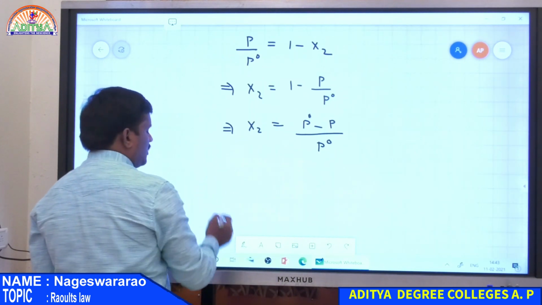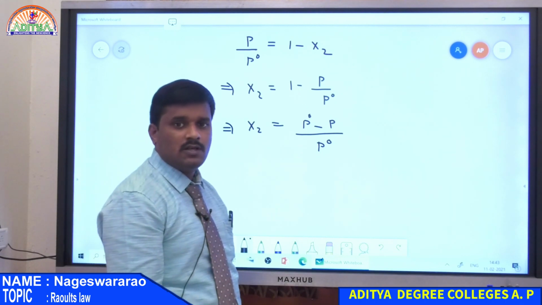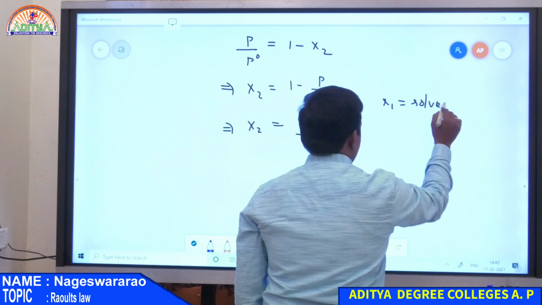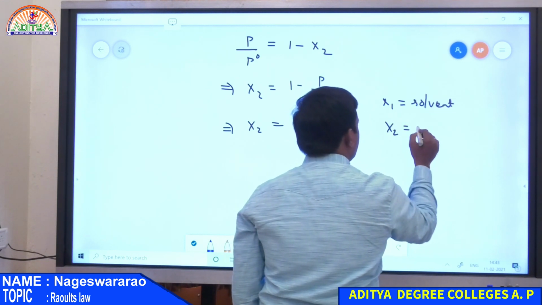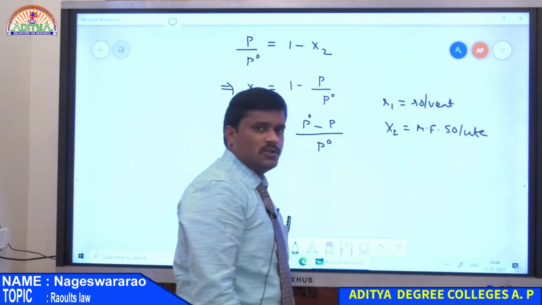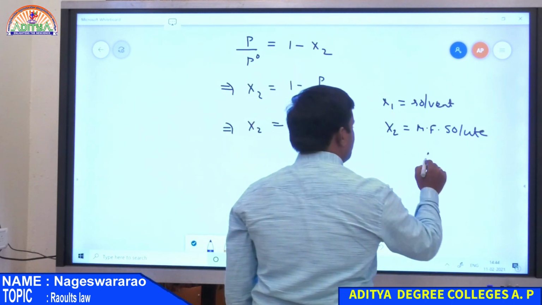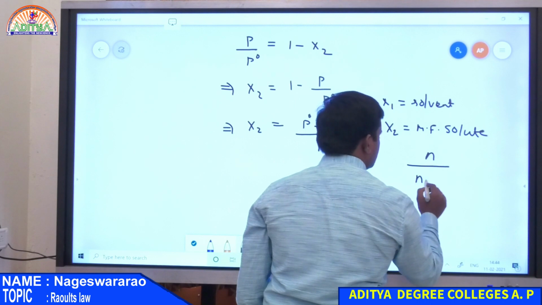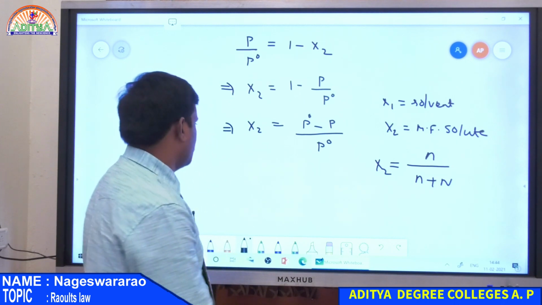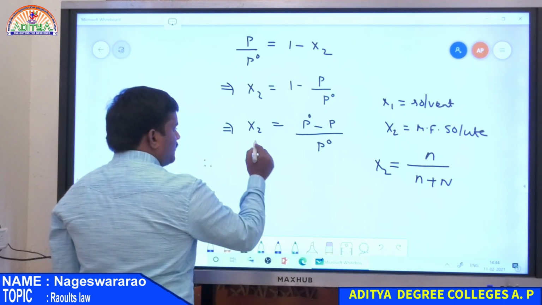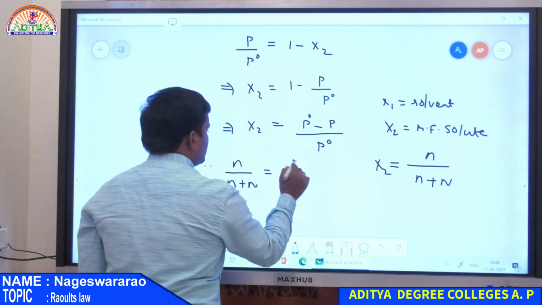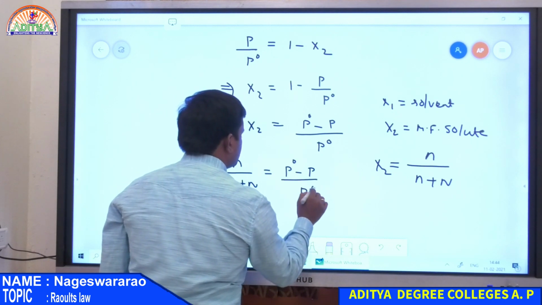What is x2? x2 is nothing but the mole fraction of the solute. x1 is the solvent mole fraction, and hence x2 is the mole fraction of solute. What is the mole fraction of solute? It has n moles of solute, and the total number of moles is n plus capital N. Therefore, in place of x2, n by (n plus capital N) is equal to (P naught minus P) divided by P naught.